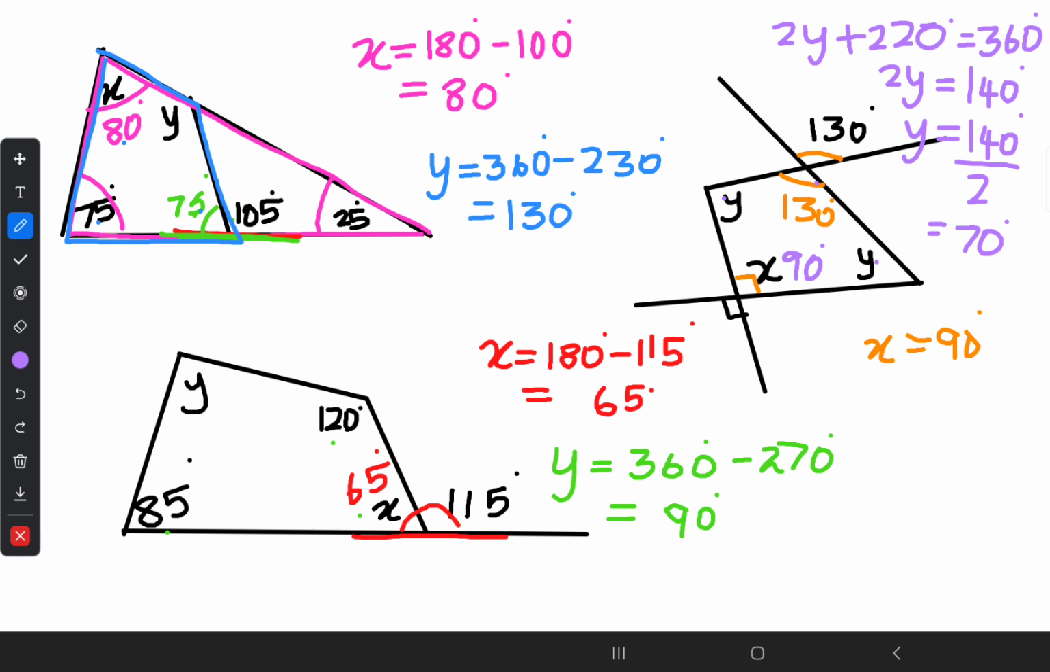That is the magnitude of y. X was directly proven by looking at the vertically opposite angles. Then after simplification, we found y as 70 degrees in magnitude.